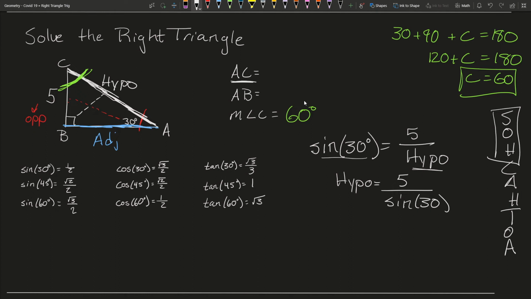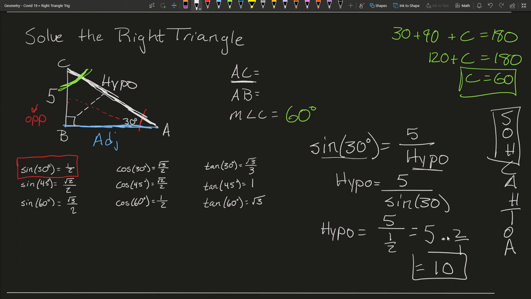Now, because we have a 30-degree angle, sine of 30 is actually equal to 1/2. So we can substitute in sine of 30 for what it actually is. So hypotenuse will actually equal 5 over 1/2. Again, you can plug that into a calculator, but you should know that when you divide by a fraction, you are really multiplying by that fraction's reciprocal. So this hypotenuse is actually equal to 10.